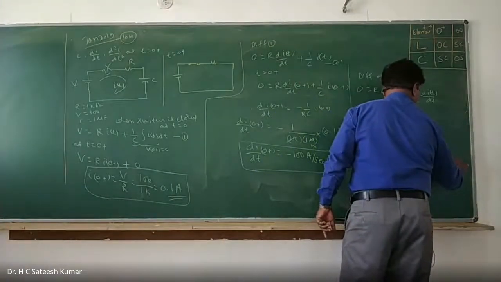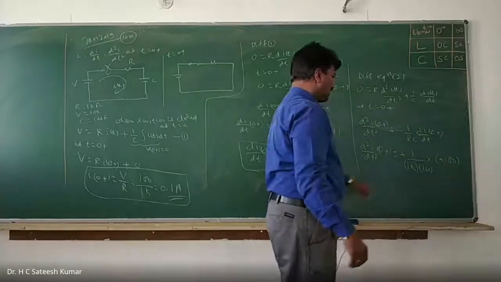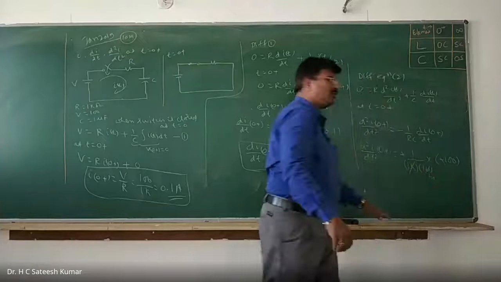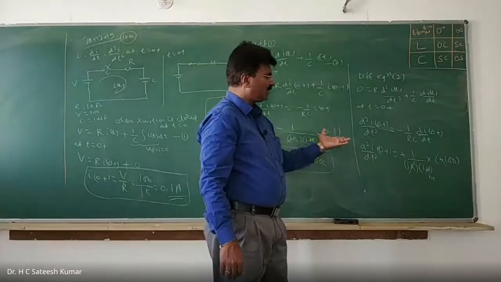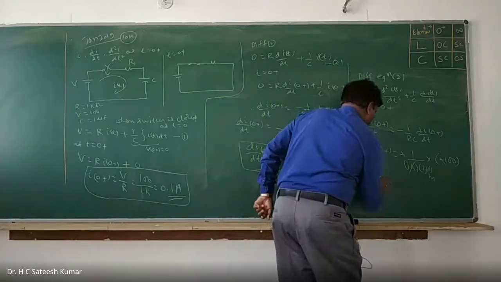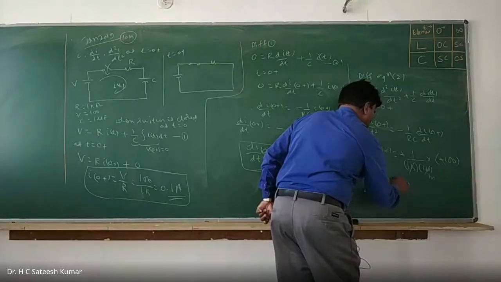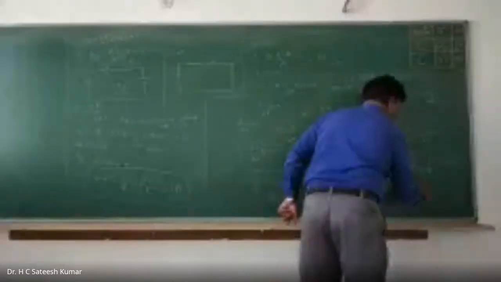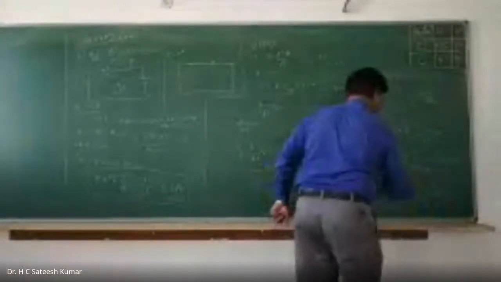Which is minus 100. So therefore, minus into minus is plus, and kilo into kilo gets cancelled with micro, milli times milli. When it goes to the numerator, it becomes kilo. Kilo is 10 to the power of 3 multiplied by 100 is 10 to the power of 5. So therefore, d squared i by dt square at 0 plus is equal to 10 to the power of 5 amperes per second square. That will fetch you 10 marks.